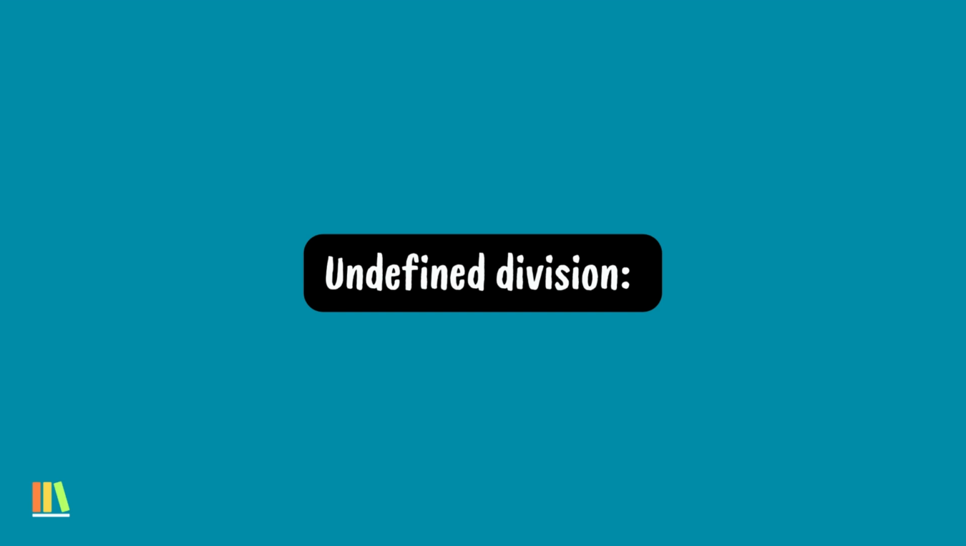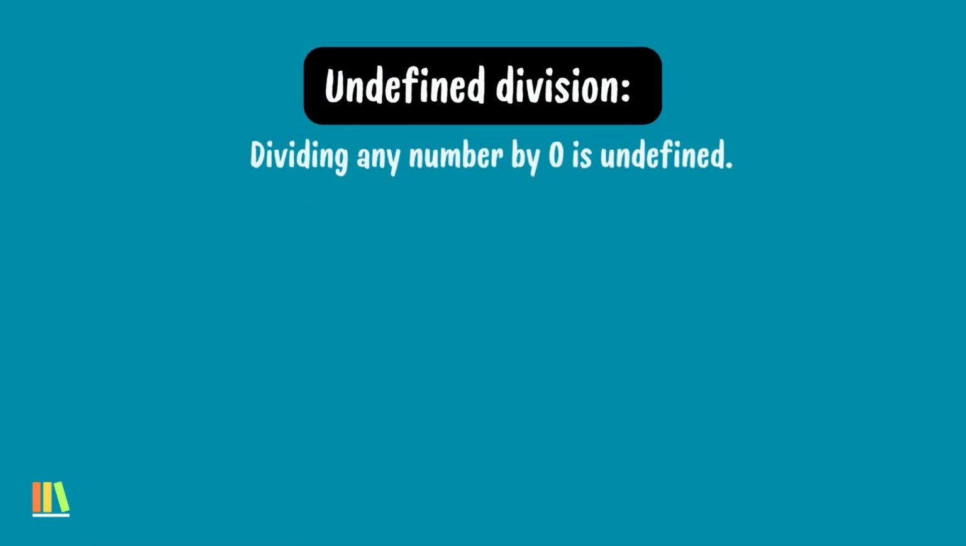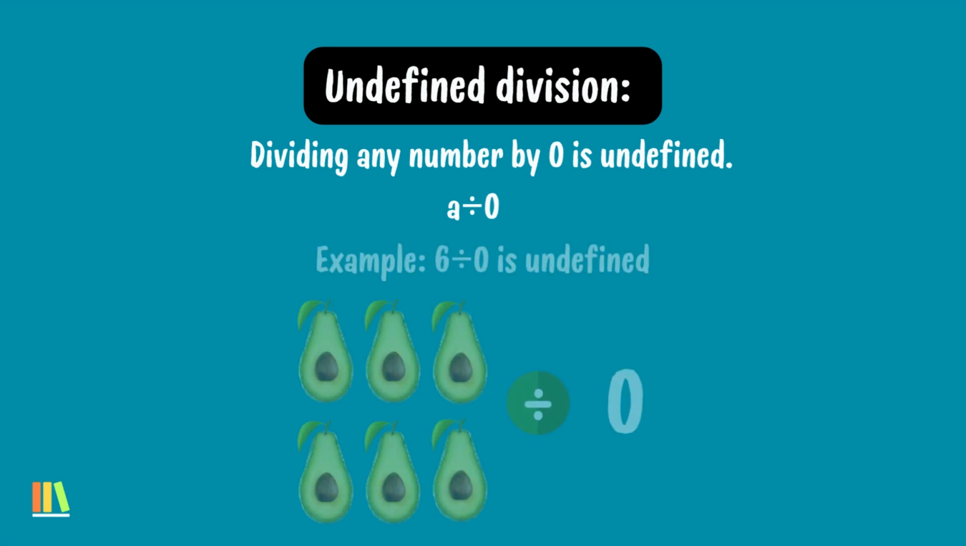Undefined division. This means that dividing any number by 0 is undefined. A divided by 0 is undefined. Example equation, I have 6 avocados and I divide them with 0. This would be undefined.